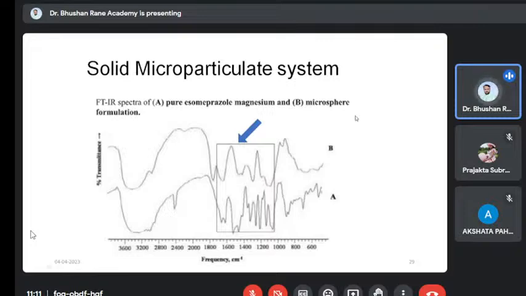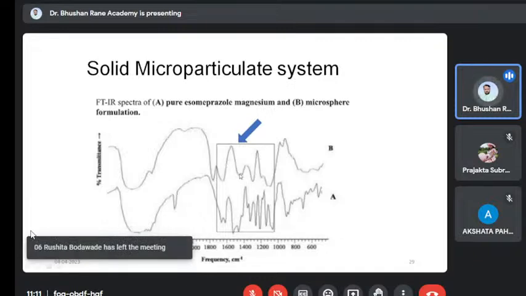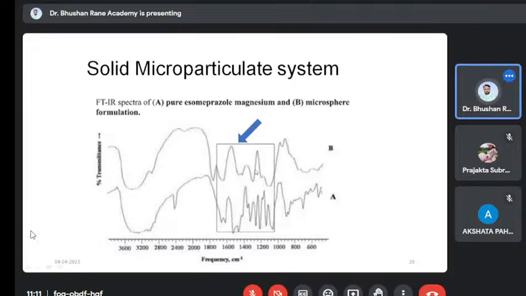Next, for solid microparticulate systems, for pure drug esomeprazole and the microspheres that are prepared, just see in the spectra that B is for the microsphere and A is for the pure drug. Here there is a broad spectrum, and this broad spectrum can be observed. So it confirms that all the characteristic peaks are there. From that you can conclude that the drug is enclosed or encapsulated into the microspheres.